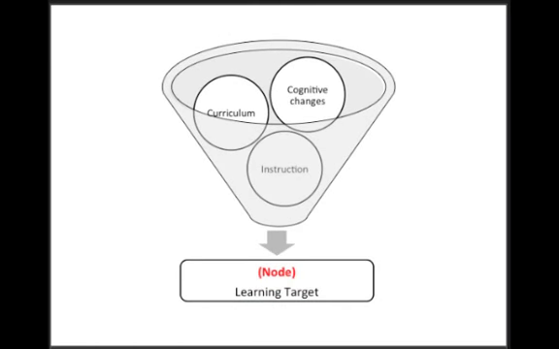Now let's consider some key learning map terminology. Learning targets are key academic behaviors that we want to see students exhibit. Individual behaviors that lead to the acquisition of learning are called nodes. Nodes represent behaviors that are sometimes reflective of curriculum, sometimes of cognitive changes, and sometimes are related to instruction.